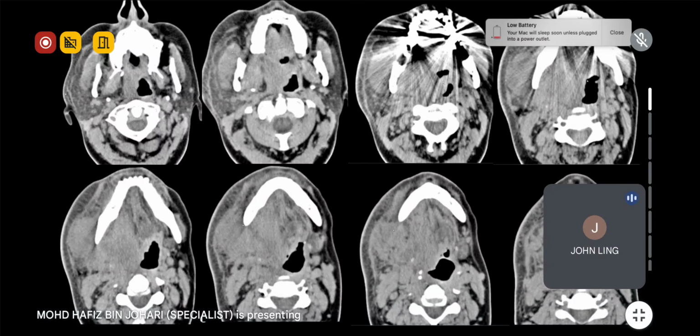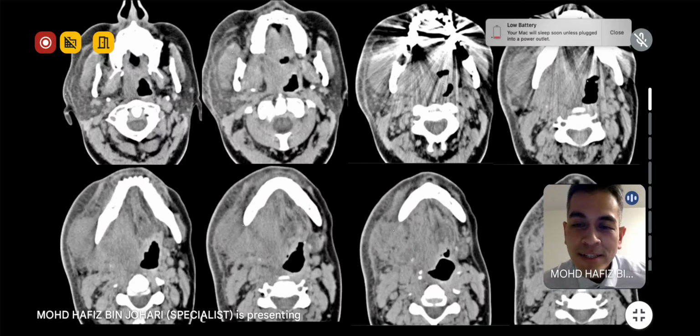The selected images of a contrast enhanced CT neck show an ill-defined rim enhancing multiloculated collection at the region of the right submandibular space. There's medialization and narrowing of the airway. Brian, sorry to interrupt you. What if I tell you that this is actually a phlegmon?